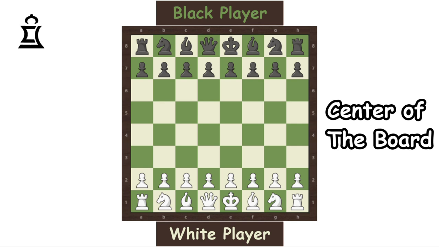Center of the board. These 4 squares, D4, D5, E4, and E5, are called the center of the board.